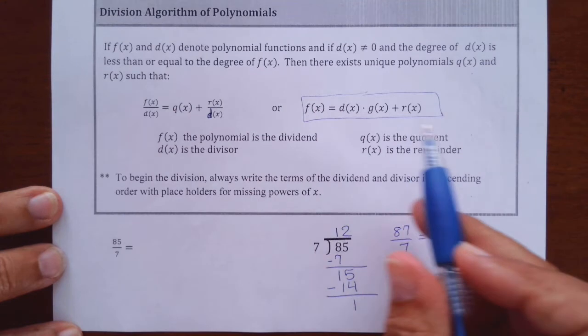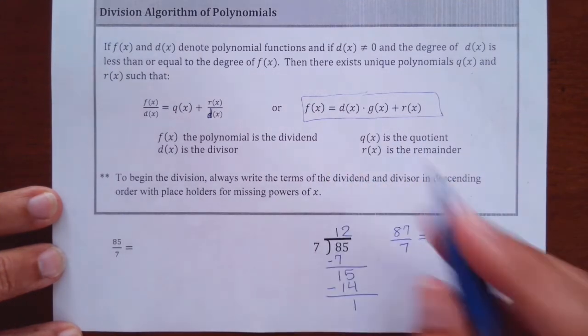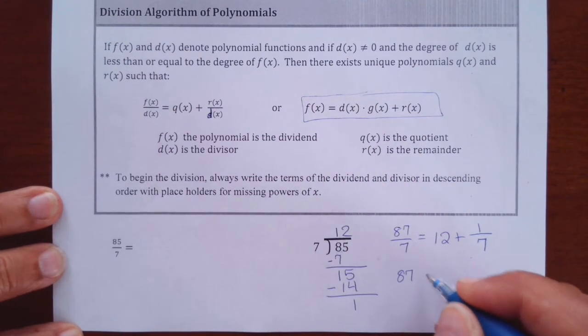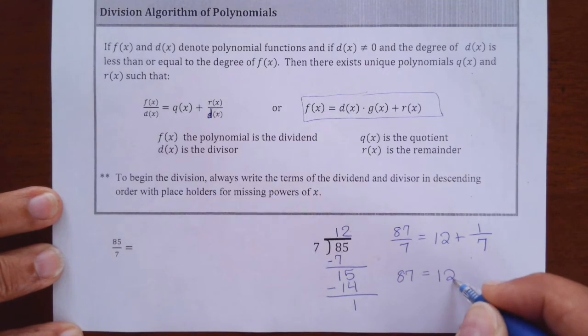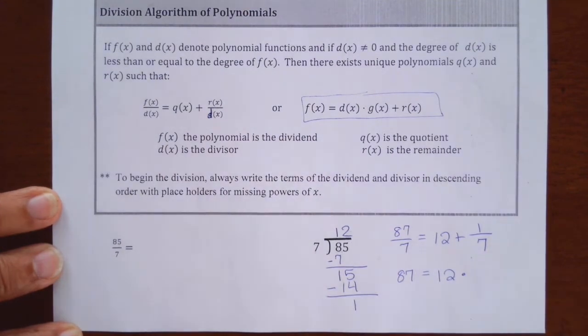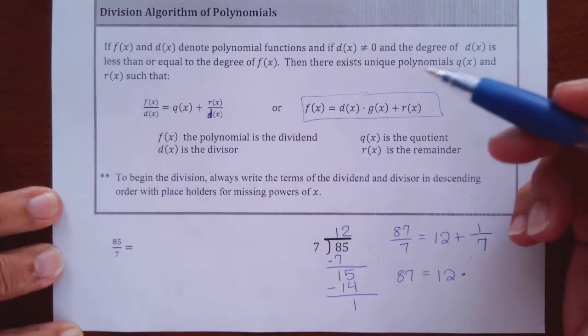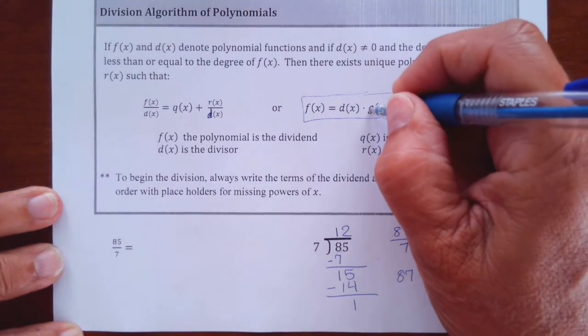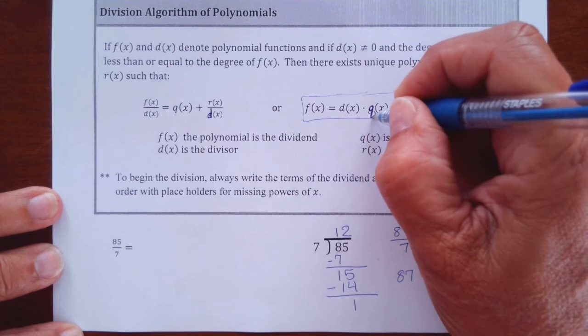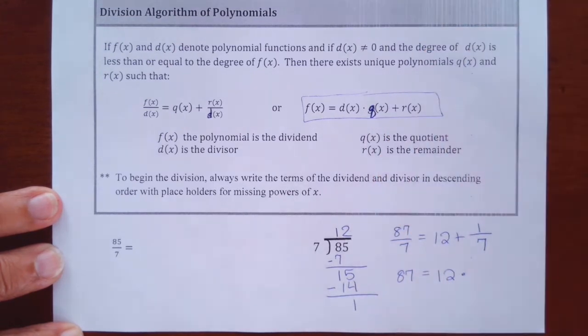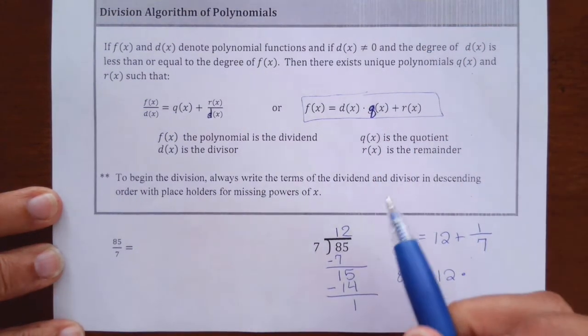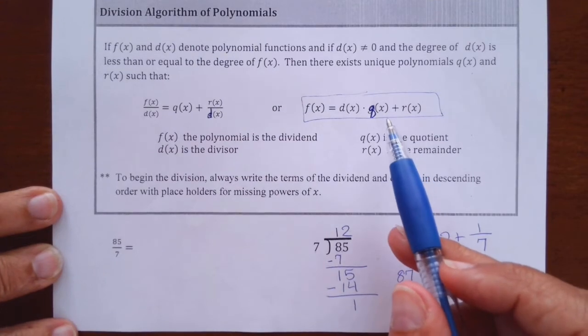All right, if you wrote it this way, we would write f of x, 87, equals the divisor 12 times, and again, that should be q. Oh, goodness. I am sorry about that. Okay, q of x.